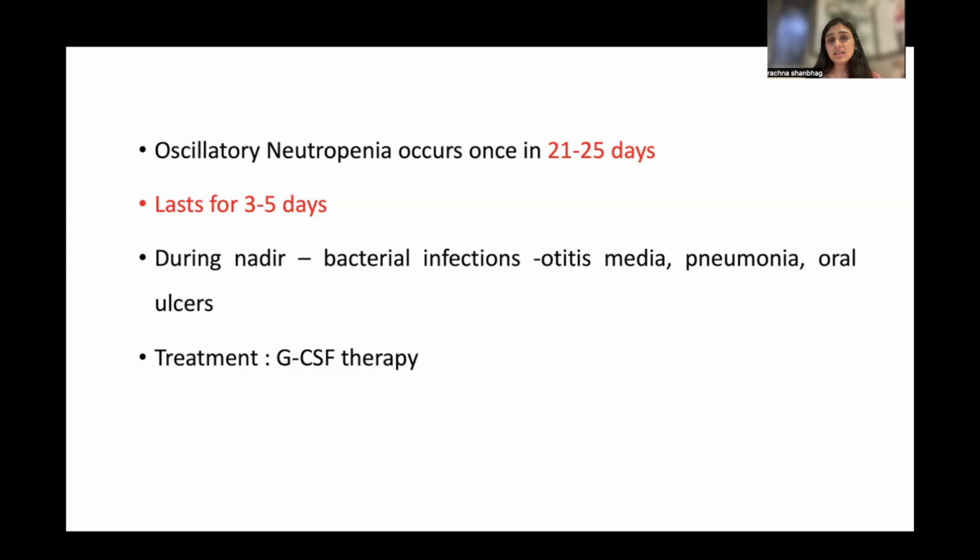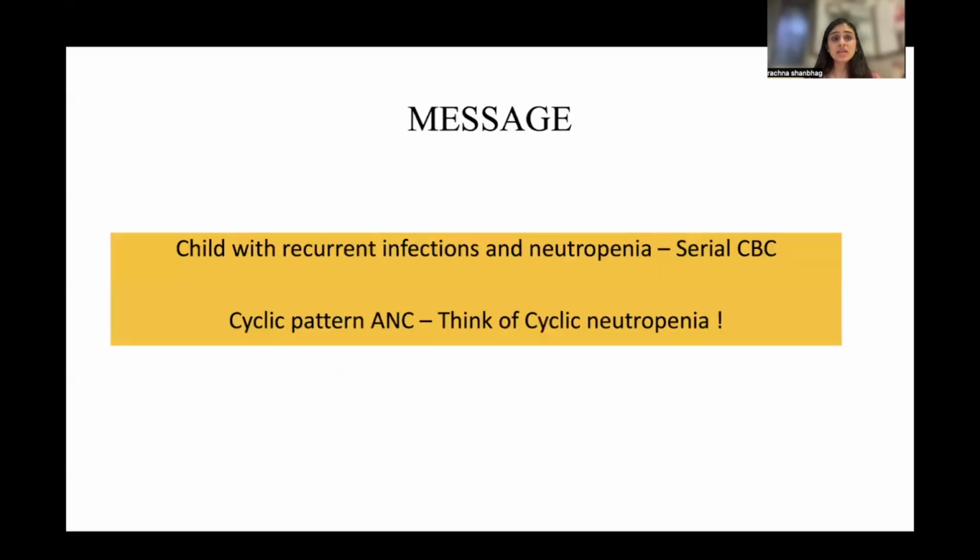So diagnosis in this case can be established by performing serial CBCs twice per week for a period of 6 weeks, and we can establish that this child has a cyclic pattern of neutropenia. These children need to be supported with GCSF therapy with antimicrobial prophylaxis. So the message here is whenever we see children with recurrent infections presenting with neutropenia, we should order serial CBCs. And if there is a cyclic pattern in the ANC, we must think of cyclic neutropenia.